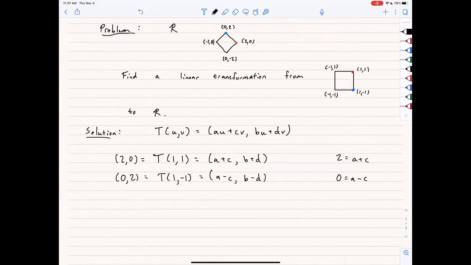Now, if you're taking some linear algebra, you know that there's a nice matrix way of solving these equations. But for things this simple, you can see that the second equation says A equals C. And then you can put that into the first equation. You have 2 equals A plus A, or 2A. So that you have A equals 1, and then C equals 1.